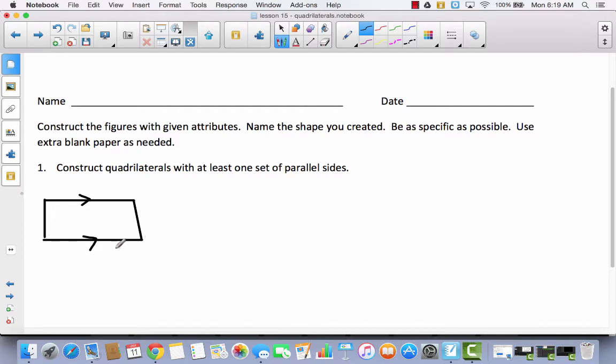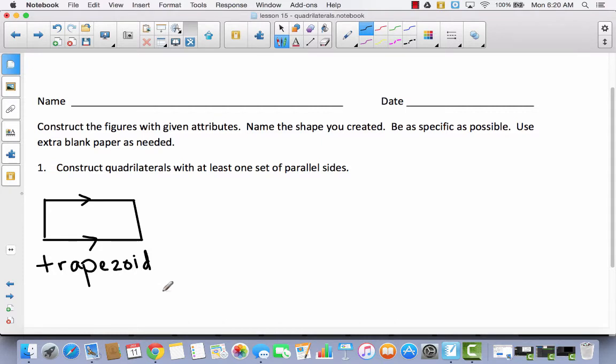I don't know what your quadrilateral looks like, but if you have one pair of parallel sides and this side is not parallel, what I have drawn here is called a trapezoid. So if you did not draw a figure like mine, I want you to draw one like mine right now, and I want you to write the word trapezoid underneath of it because a quadrilateral that has one set of parallel sides is called a trapezoid.